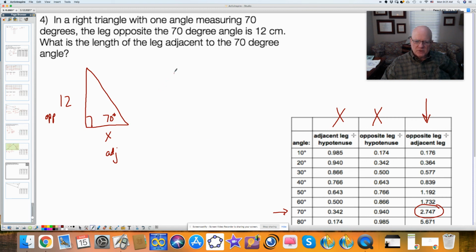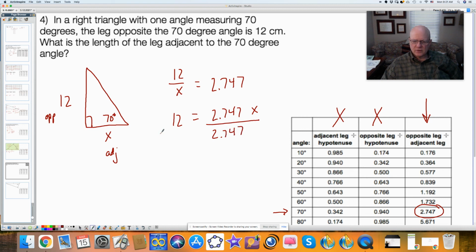Let's see. The opposite over the adjacent, 12 over X, is equal to 2.747. Now, to solve this, I'll cross multiply, and I get 12 is equal to 2.747x. Divide both sides by 2.747. You plug this into your calculator to get your x value.